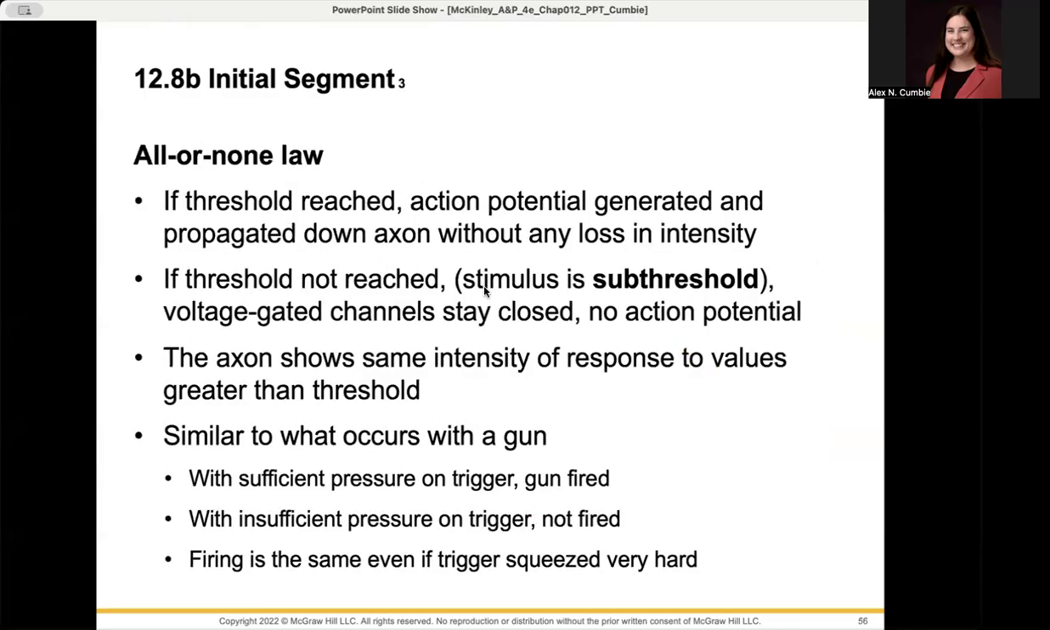Typically, for this, we have what we call an all or nothing law. If the threshold is reached, we do an action potential. If it's not reached, then we don't do an action potential. We have this comparison to the firing of a gun. If we have sufficient pressure on the trigger, enough action generated, the gun is fired. Insufficient pressure, the gun is not fired. It is an all or none thing. It's not that if you have a little bit of this action potential, it's going to hang around and eventually we do an action potential. It's all or none for what we're doing at the initial segment, the axon hillock.